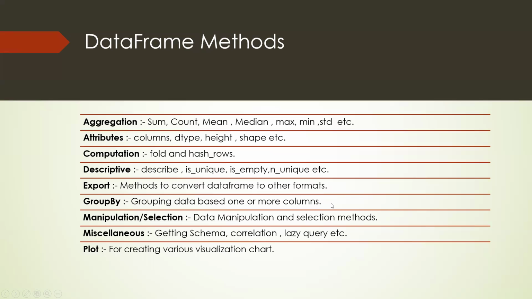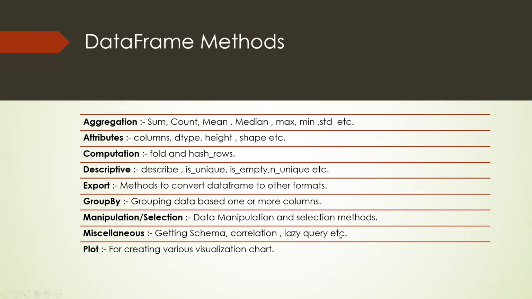So we can group our data by one or more columns. Basically, group by methods are mostly used along with the aggregation methods. Then we have the manipulation and selection methods, which are helpful in data manipulation and selection. Selection is based upon, for example, if we want a subset of data, there should be some logic behind how we want our subset of data. So all these different methods can be used for the purpose of selection.